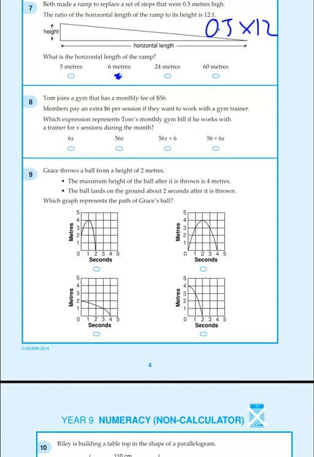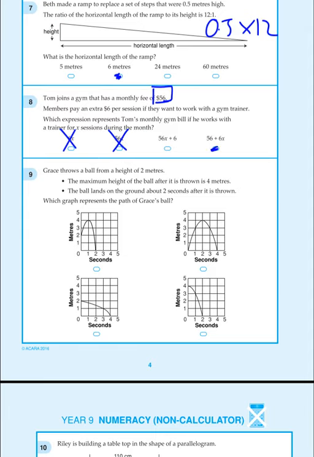Tom joins the gym, he's got a $56 monthly fee. That sounds important. Members pay an extra $6 per session if they want to work with a gym trainer. Which expression represents Tom's monthly gym bill if he works with a trainer for X sessions throughout the month? Well, it definitely needs to be 56 plus something, because you always need to pay your monthly fee plus anything else. So it can't be either of these first two. And you have to pay $6 per session, and there's X amount of sessions, so it has to be 6 times X plus your monthly fee of 56. So this is the right answer.